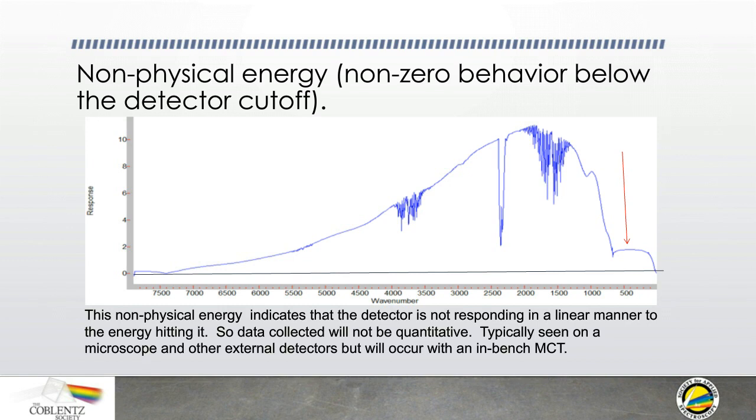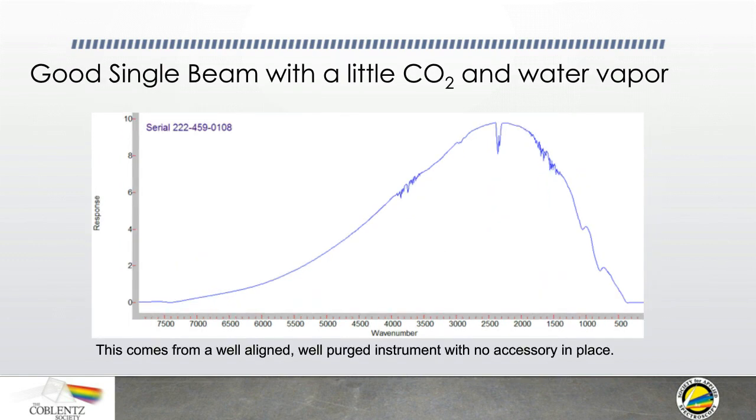So understanding what to look for with non-physical energy is a good clue whether you're going to be able to get good quantitative analysis. And if you look at the previous one, you see that we see no non-physical energy. This is down to zero.